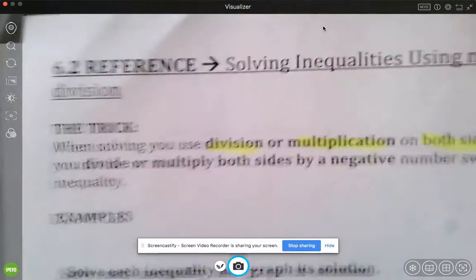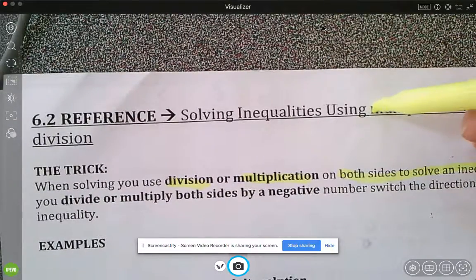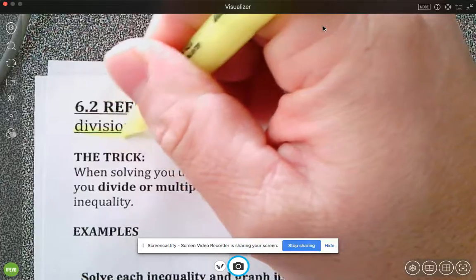All right, today's video reference section 6.2. We're going to learn how to continue to solve inequalities with one step using either multiplication or division.